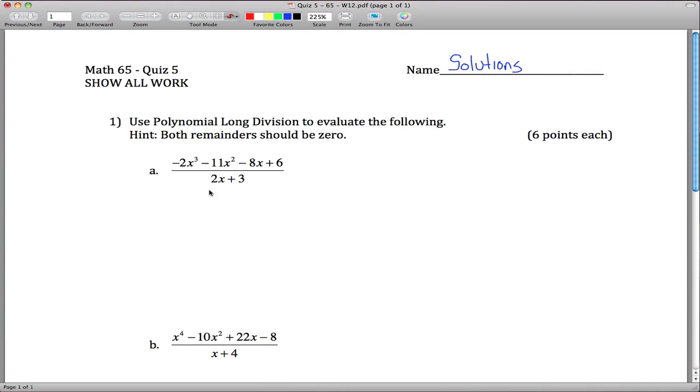Right, here are quiz 5 solutions for Math 65. In question 1, we're given two polynomial long division problems. I gave you two thinking that if you messed one up, you could get the other one right maybe. It would help you save points, not just to be mean.